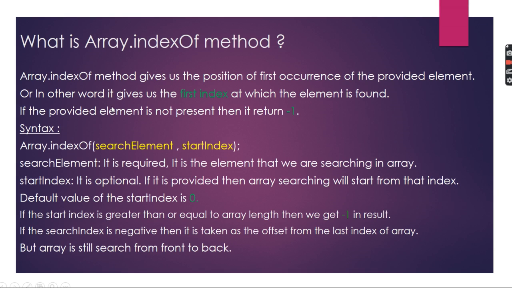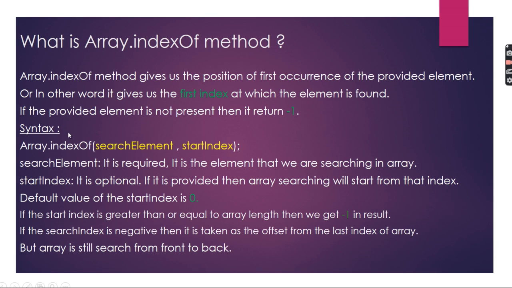The array.indexOf method gives us the position of the first occurrence of the provided element. Or in other words, it gives us the first index at which the element is found. Means we are providing an element to indexOf as a parameter, and it gives us the position of the first occurrence of this element. And if the provided element is not present in the array, then it will return -1. Otherwise it will return the first index of this element.